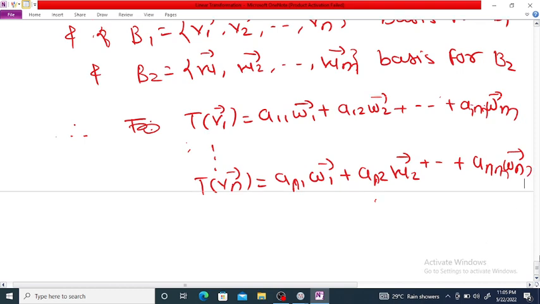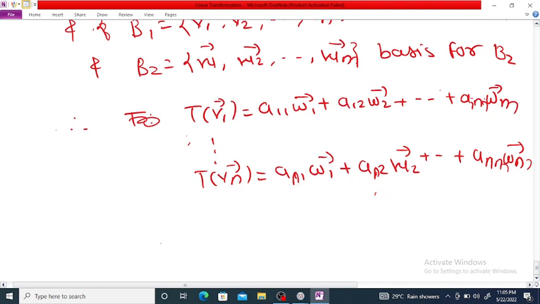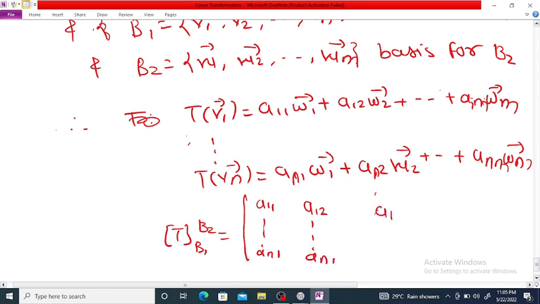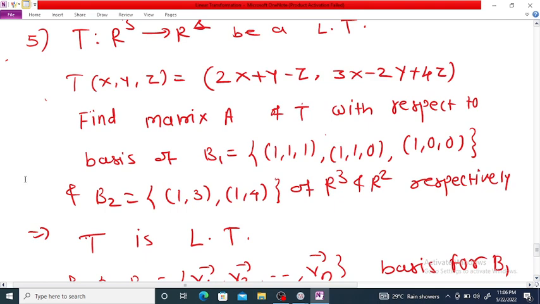So then the matrix of T with respect to bases B1 and B2 is equal to the matrix with entries a11, a12, up to a1n, and so on down to anm.